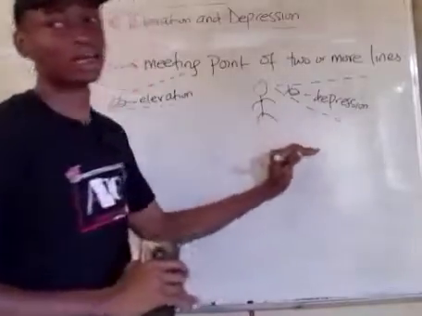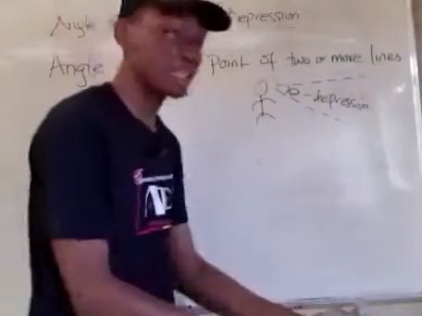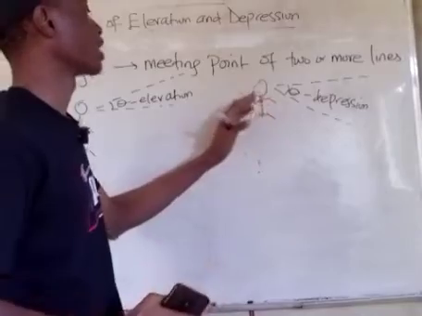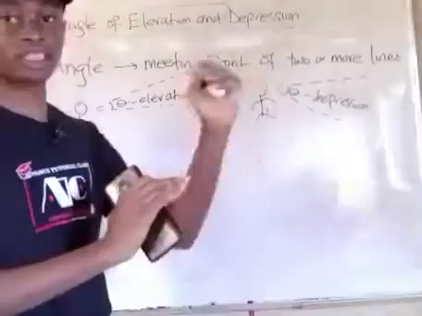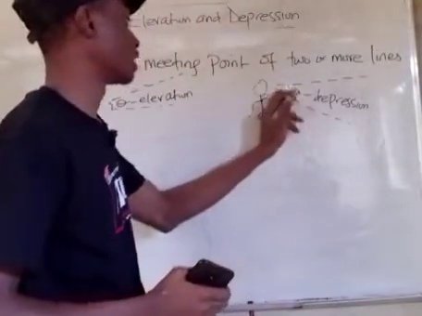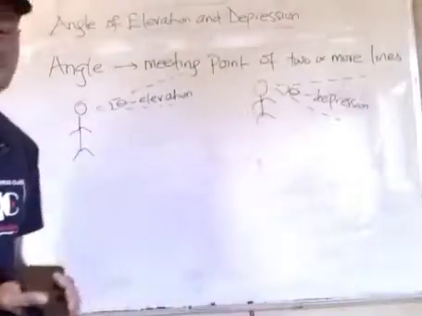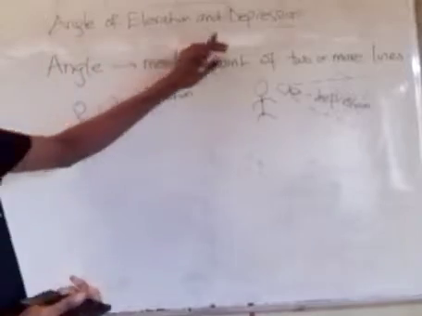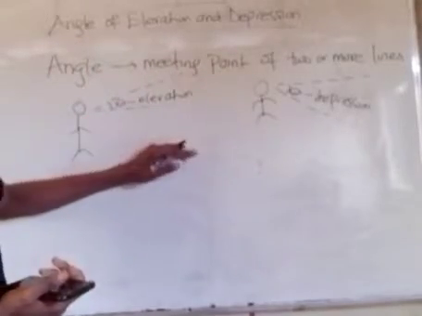On this other diagram, we could imagine a person looking at maybe a stone or something on the ground. The angle that is formed between the person's line of sight and what he's looking at on the ground is called the angle of depression. Now we are going to solve some problems in this topic.